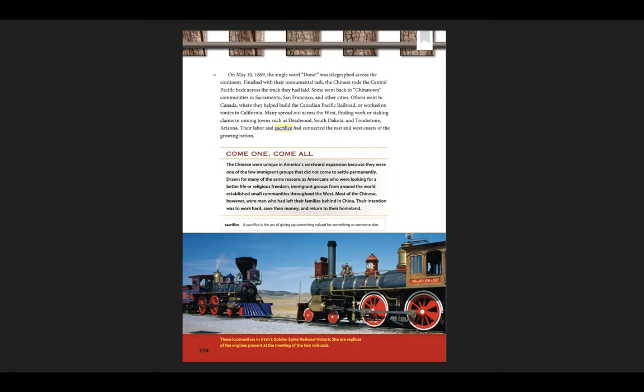The Chinese were unique in America's westward expansion because they were one of the few immigrant groups that did not come to settle permanently. Drawn for many of the same reasons as Americans who were looking for a better life or religious freedoms, immigrant groups from around the world established small communities throughout the West. Most of the Chinese, however, were men who had left their families behind in China. Their intention was to work hard, save their money, and return to their homeland.